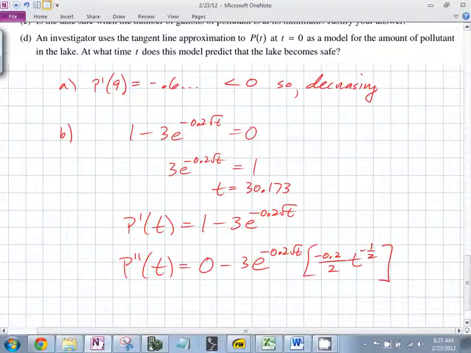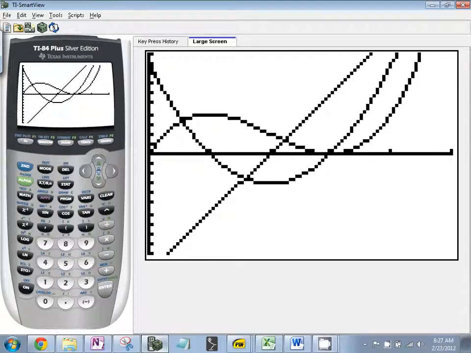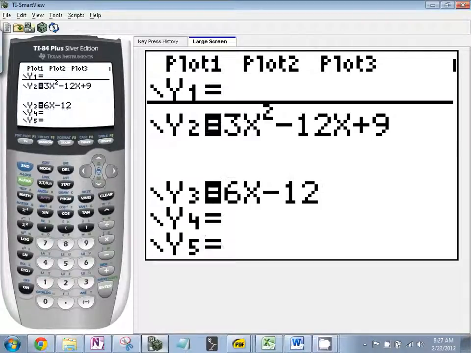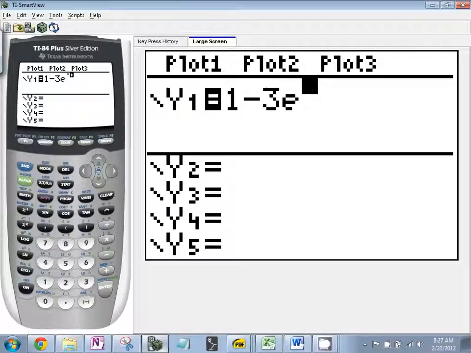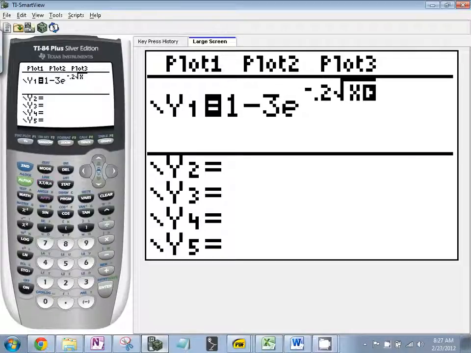You can also do it on your calculator. Did you know you can do derivatives on your calculator? Okay, let's do that. What's the function? Let's do this here. 1 minus 3e to the what? Negative 0.2 root t. 0.2 square root of x, like this, right?